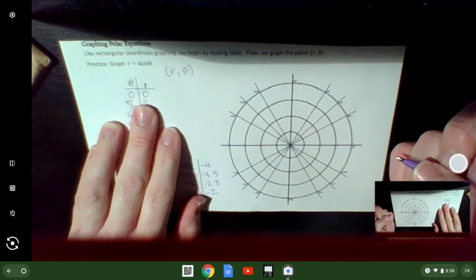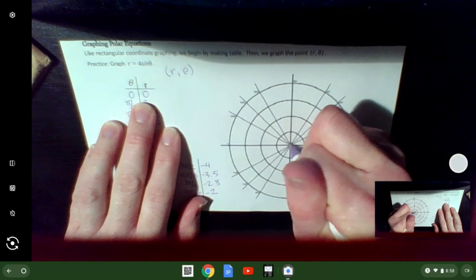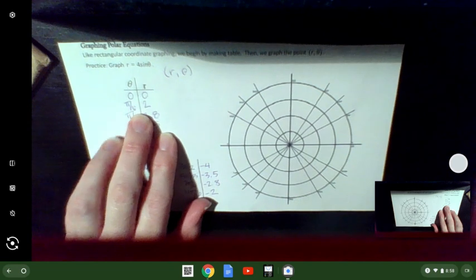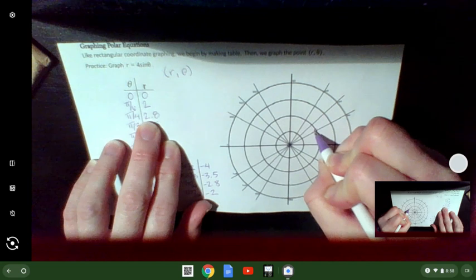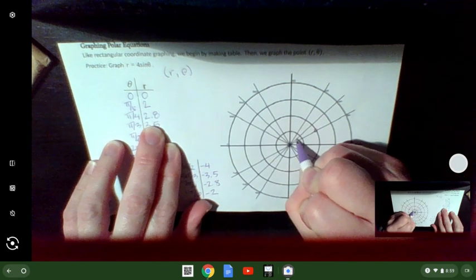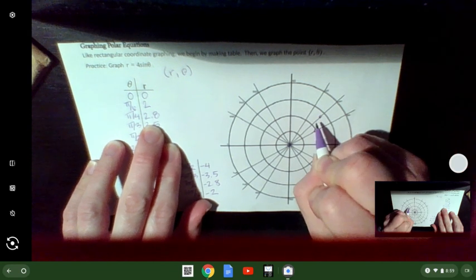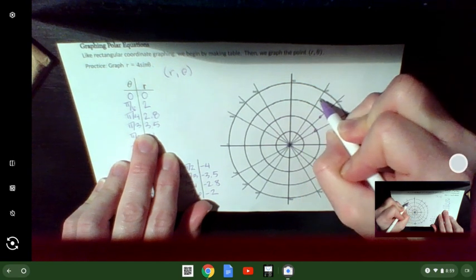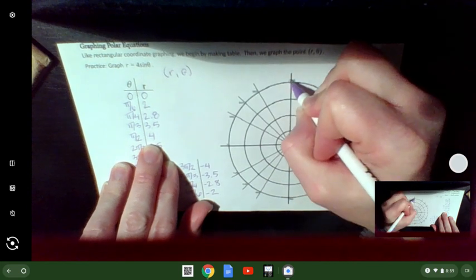So 0, 0. Well, angle of 0 is here, but 0 units away from the origin would put me right there. Note, anytime your R value is 0, you're going to be at the origin. So pi over 6, we are going to be 2 out. Pi over 4, we are going to be 2.8 out. And again, just guesstimating, you can see why 2.8 versus 2.828, you wouldn't know the difference. Pi over 3, we are 3.5 out. Pi over 2, 2, 3, 4.